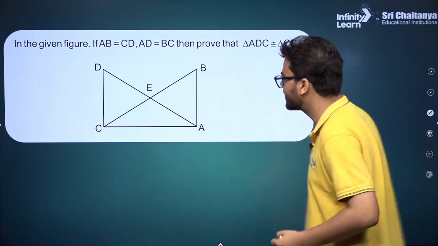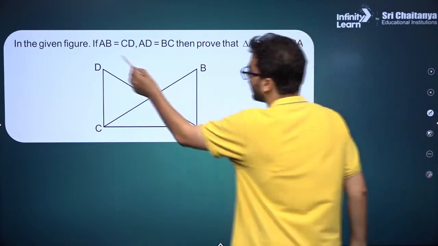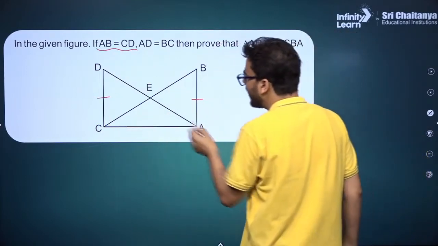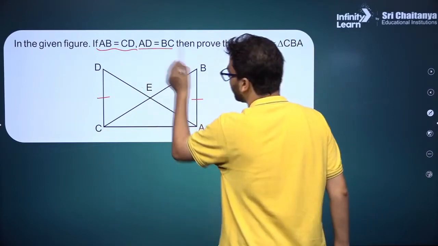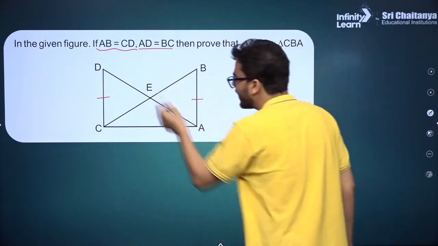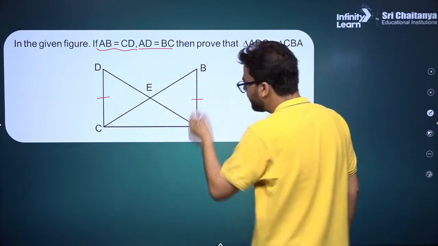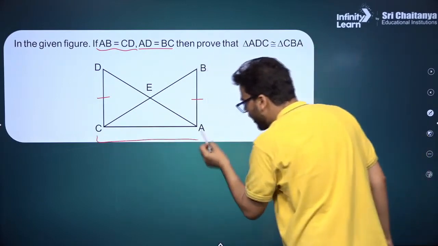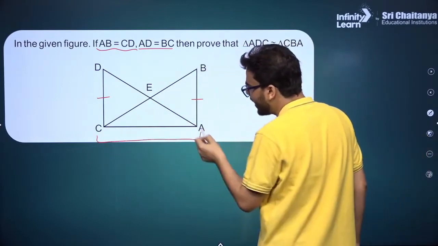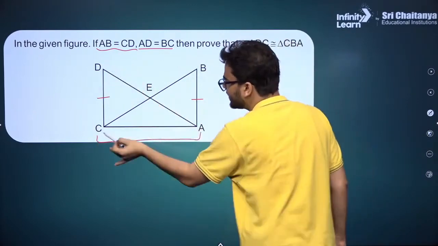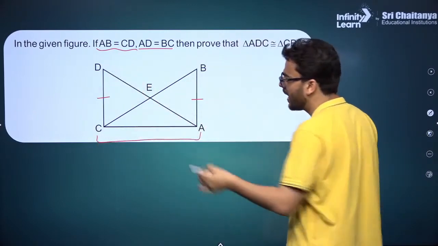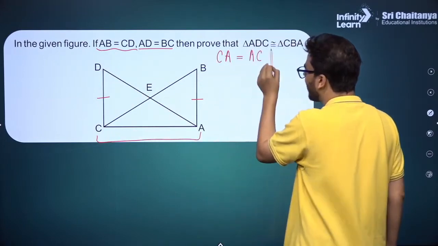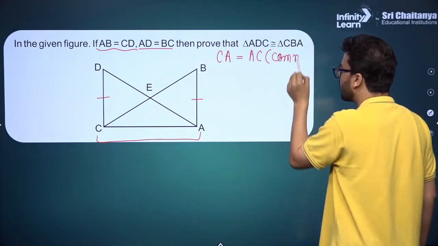So in these two triangles, it is given that AB is equal to CD, and AD is equal to BC is given in the question. And we have to prove that ADC is congruent to CBA. How can we prove it, guys? Tell me. Can I not say that AC is common? Again, AB is equal to CD. AD is equal to CB or BC, that is given. And the last one is, can I not say that CA is equal to AC? Are they common over here?